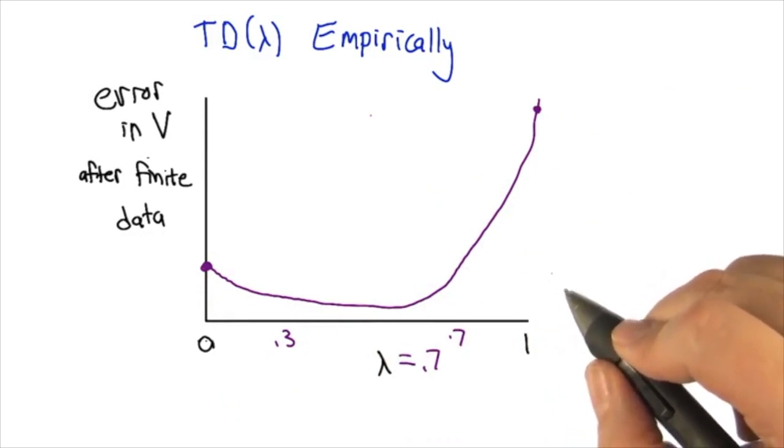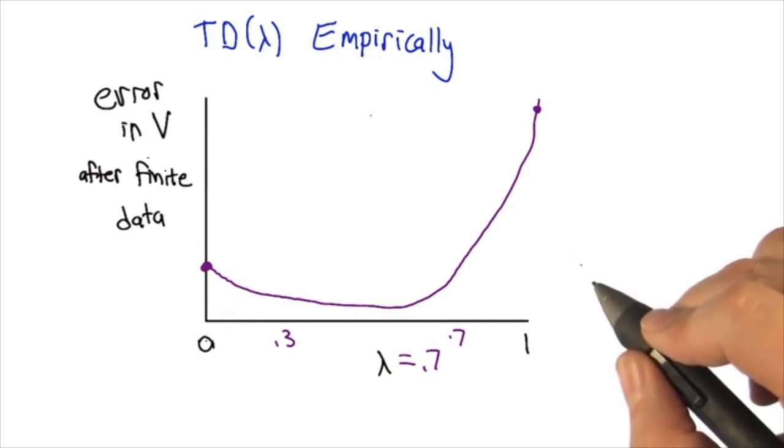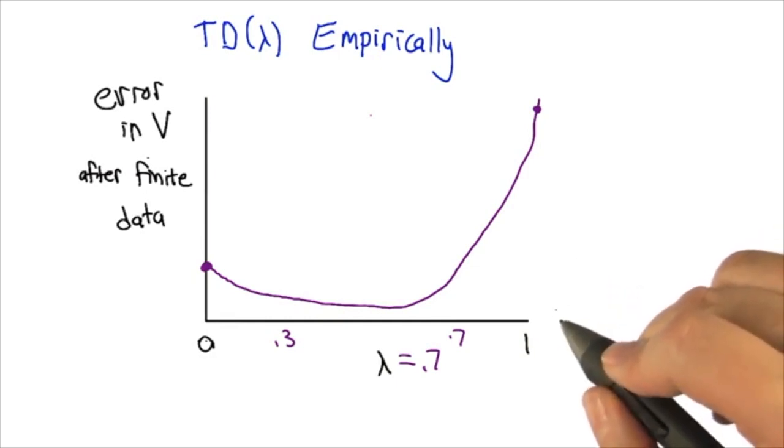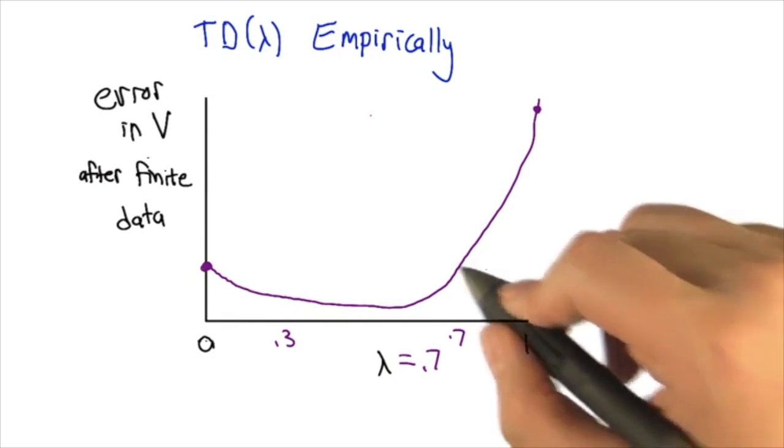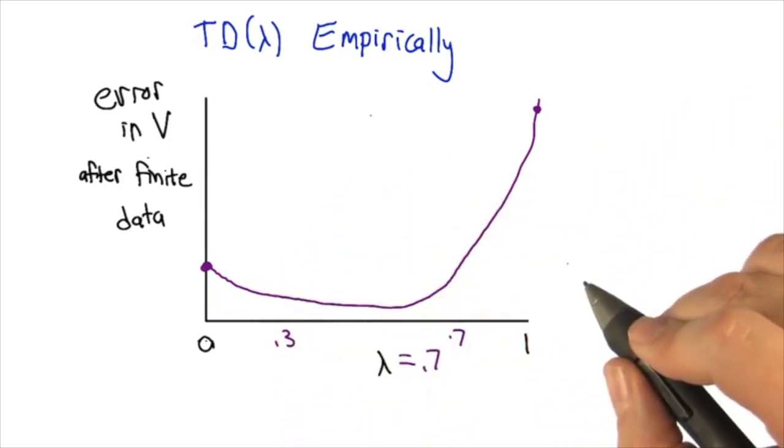Okay, that's worth knowing. So that's actually all I wanted to tell you about TD lambda. I wanted to give you a sense of how the equations are defined and how they're derived, and empirically why this is something that we actually care about. So maybe we should sum up.